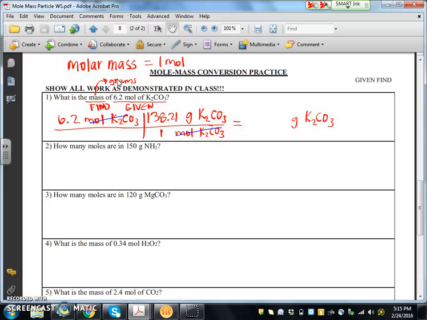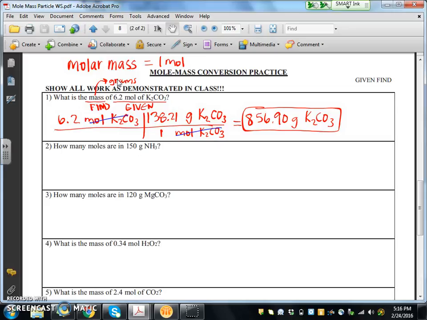So when I put it in my calculator as 6.2 times 138.21, I get 856.90 grams of potassium carbonate. So that's good. Let's work through problem number 2.